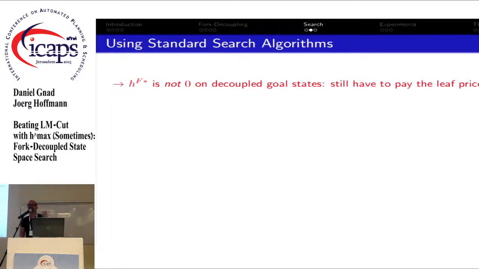How do I search? There's one subtlety. In a decoupled goal state, you have only now paid the price for the center path, not for the leaves. You still have to buy the leaf goals. And the heuristic will actually see that, if we say the cost is not 0. And actually, the best path might traverse a goal state and then find a better goal state later on. So that's not something we usually see or like to see.